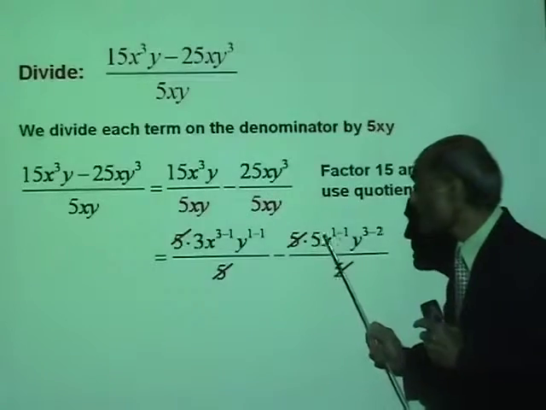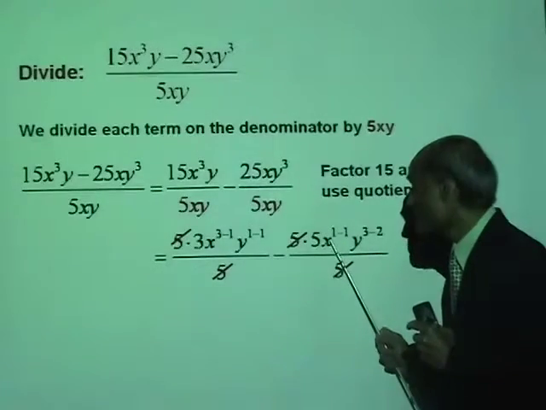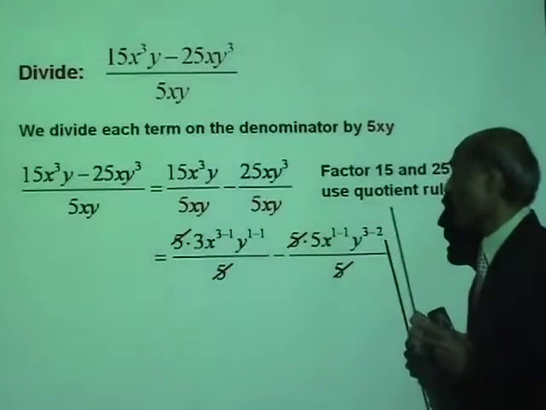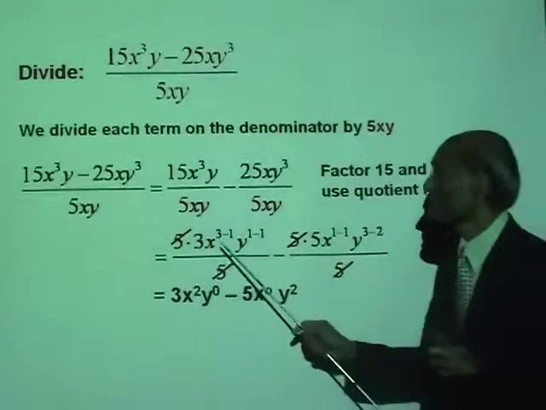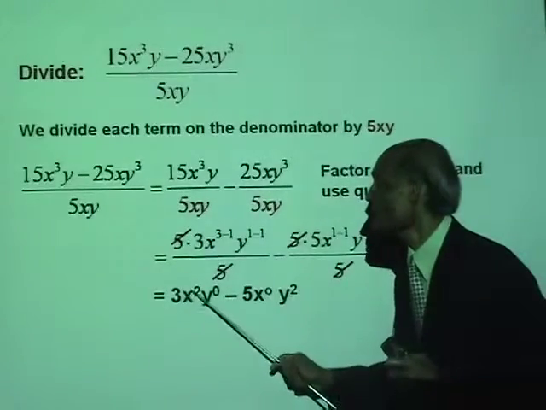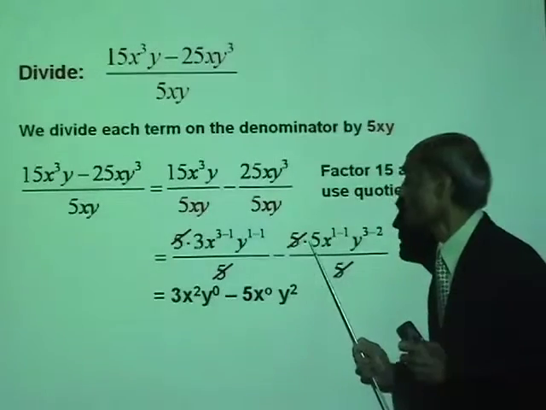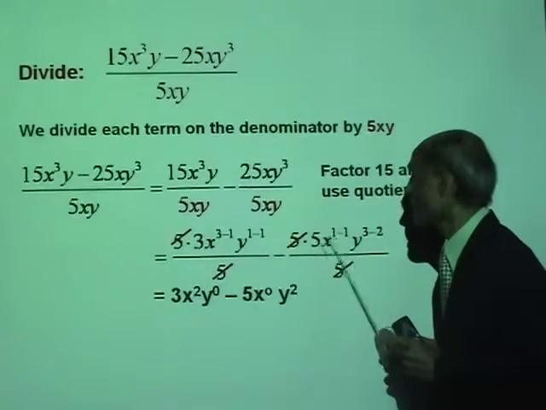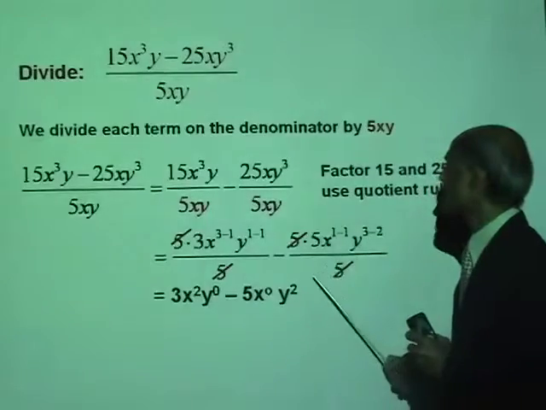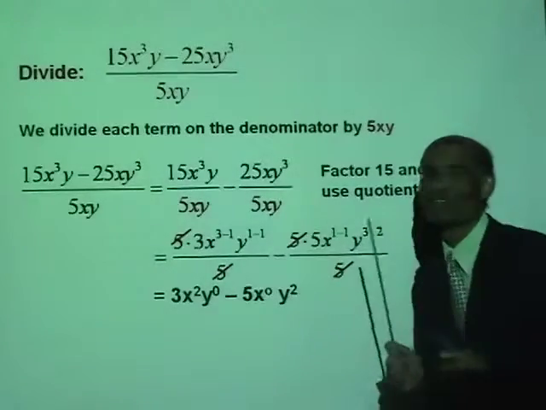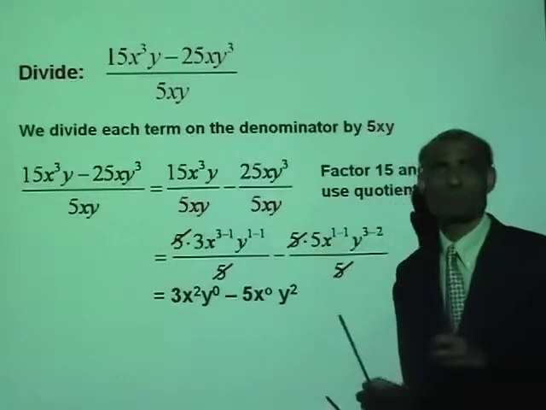The second term is 5 times 1 times y. So that will be 3x squared y to the power of 0 minus 5x to the power of 0 y to the power of 1, not y to the power of 2. Oh.